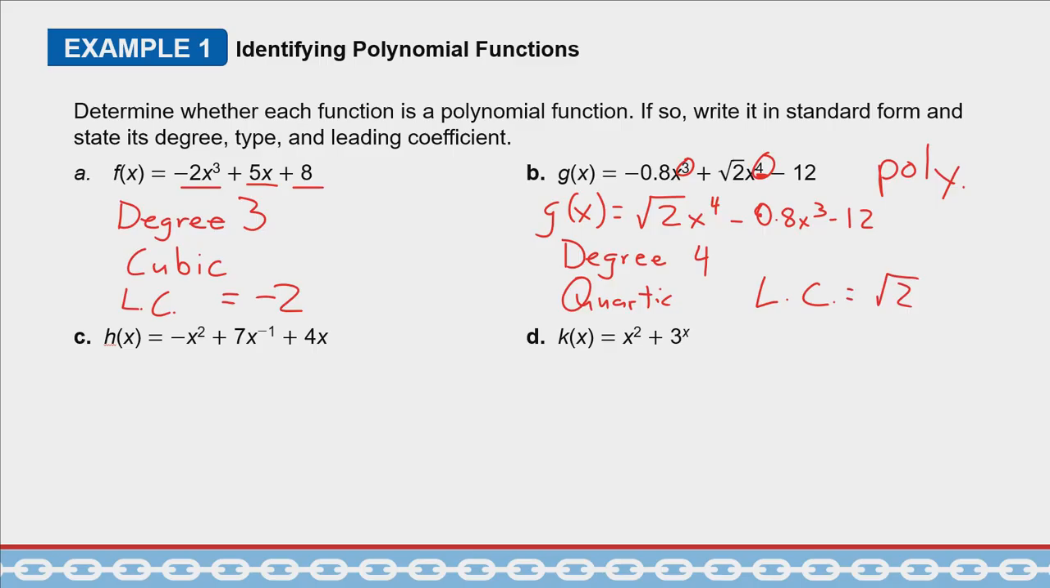Looking at C, negative 2x squared plus 7x to the negative 1 plus 4x. So this right here disqualifies it from being a polynomial. It has a negative exponent. Polynomials have to have only positive exponents. And here, in example D, k of x equals x squared plus 3 to the x. Again, this is not a polynomial because it has a variable in the exponent spot.